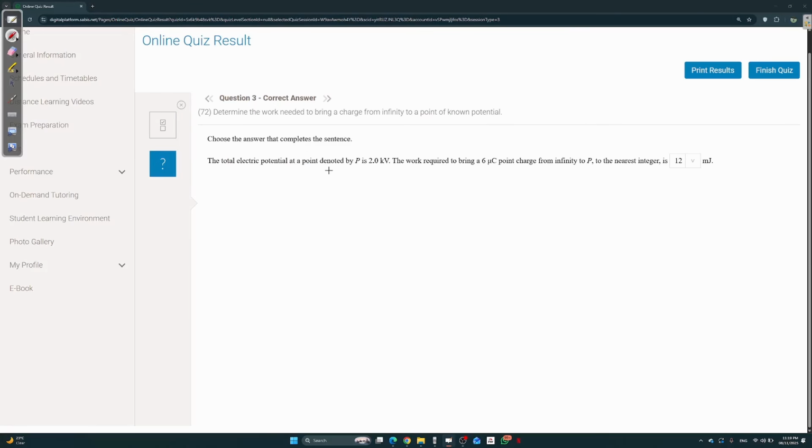Question 3. The total electric potential at a point denoted by P is 2 kilovolts. So they gave you the V. The work required to bring a 6 microcoulomb point charge from infinity to P is how much? Okay, 6 microcoulombs is Q. Well, they want to find the work. We know that W, when you have V and Q, is simply Q times V.